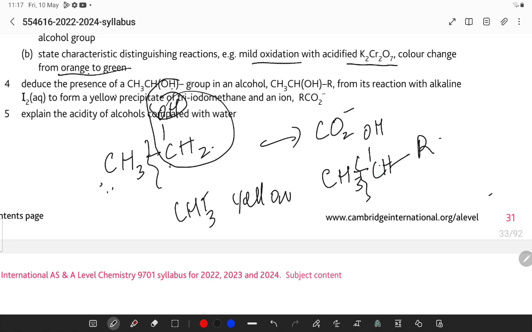Secondary alcohol also gives triiodomethane if CH3 is directly attached to the carbon bearing the OH. CHI3, the yellow precipitate, plus RCO2 negative.